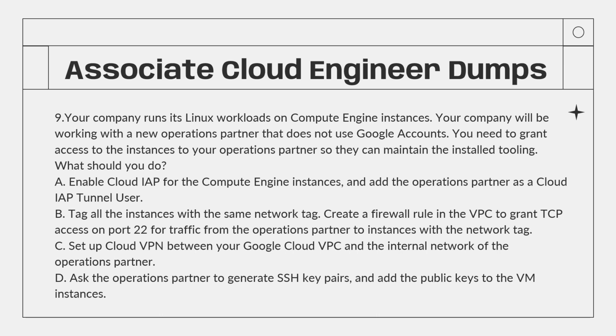B. Tag all the instances with the same network tag. Create a firewall rule in the VPC to grant TCP access on port 22 for traffic from the operations partner to instances with the network tag. C. Set up Cloud VPN between your Google Cloud VPC and the internal network of the operations partner. D. Ask the operations partner to generate SSH key pairs, and add the public keys to the VM instances.